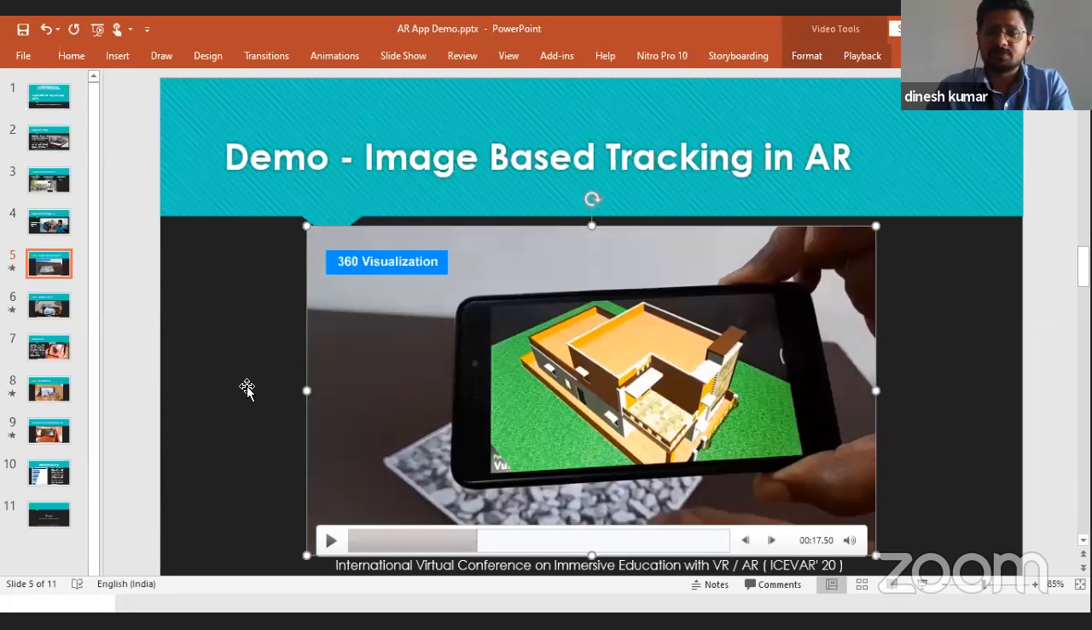And it also supports 360-degree visualization. So there are many scenarios where the user cannot bring the real-time object into the classroom sections or any other industry sections. So there we can apply this. So the trainers or the professionals or the students could visualize what is the content in that. So this is one of our works we've done in image-based tracking.